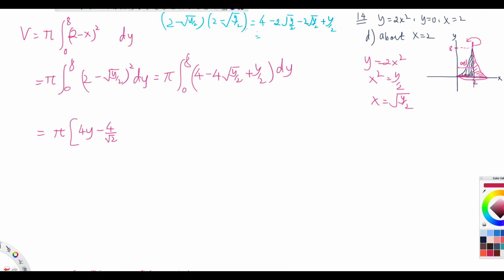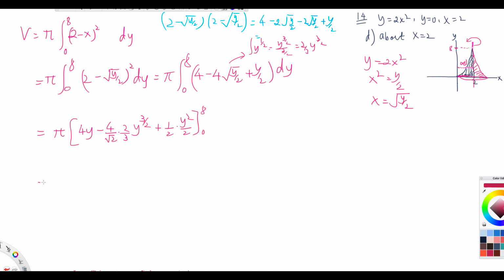The integral of root y is basically, let me show you here. Root y is y to the 1/2, right? So the integral of y to the 1/2 will be y to the 3/2 over 3/2. Basically, that is 2/3 y to the 3/2. That's what you get, right? I pulled that root 2 outside here already. Root 2, and then plus 1 over 2 times y squared over 2, and the limit is 0 to 8.